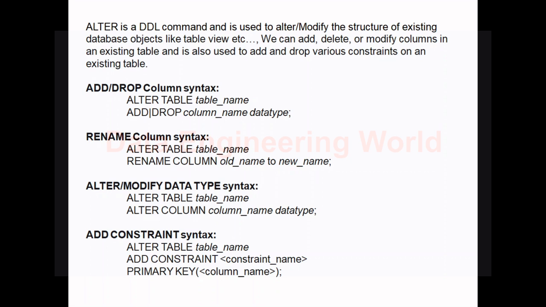The next syntax in the list is to add constraints to our table. To add constraints, we have the syntax alter table table name, and then we specify the keywords add constraint name, and what constraint we want to add. It may be a primary key, a unique key, or a foreign key. And then inside the braces, you can mention the column name.